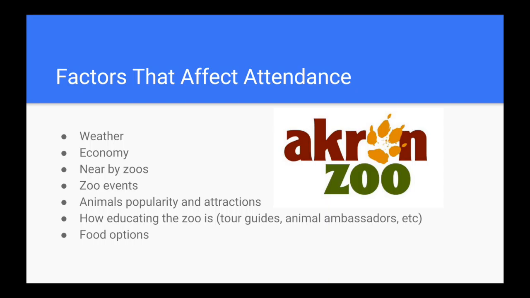Some factors that affect attendance are the economy, competing zoos nearby, zoo events, certain animals in the zoo and the attractions, weather, and how educating the zoo is, with examples of tour guides, instructors, and food options.